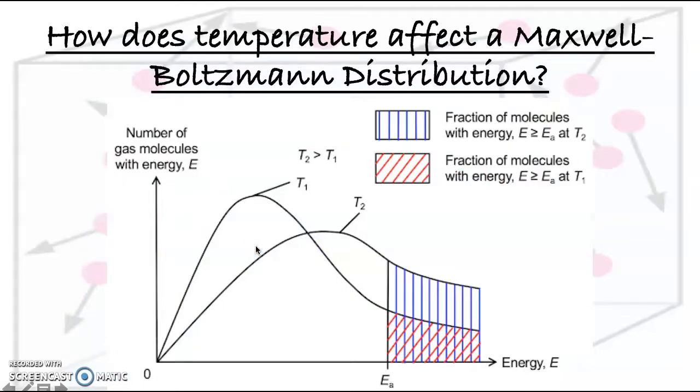Temperature, like I was showing you on the simulation, is going to affect a Maxwell-Boltzmann distribution by flattening out the curve. So your largest area is now going to be under a higher energy. Also notice over here, the blue represents all of the molecules that have enough energy to react past the activation energy here. And the red section down here represents how many had that at the lower temperature. So as we increase the temperature, the curve flattens out so it's not as tall, and then it expands more towards the right.